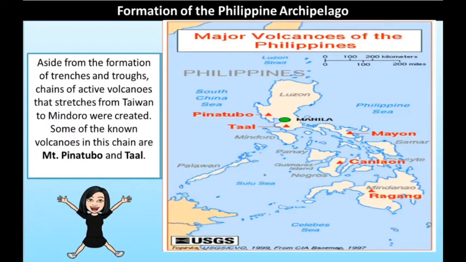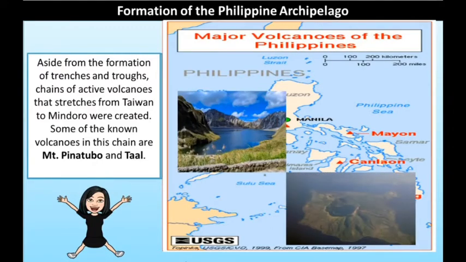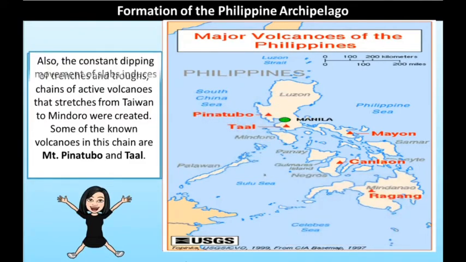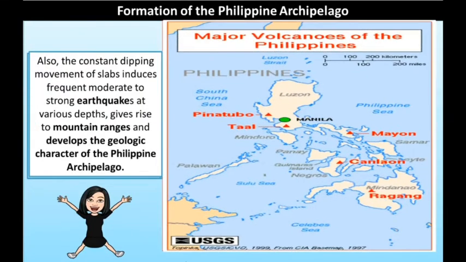Aside from the formation of trenches and troughs, chains of active volcanoes that stretch from Taiwan to Mindoro were created. Some of the known volcanoes in this chain are Mount Pinatubo and Taal. Also, the constant dipping movement of slabs induces frequent moderate to strong earthquakes at various depths, gives rise to mountain ranges, and develops the geologic character of the Philippine archipelago.